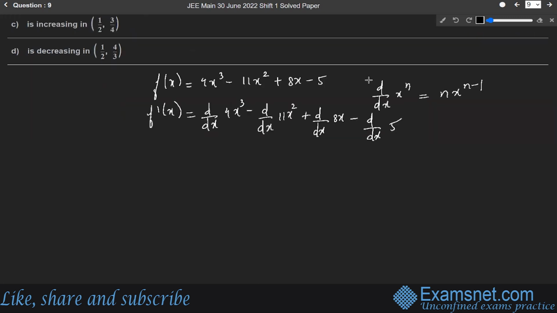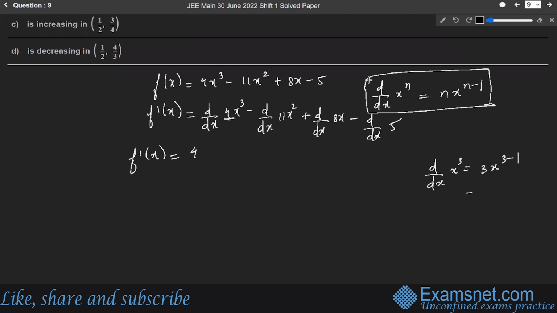All right. So f dash x will be, you can see that here 4 is constant. So let us take 4 outside. Now what is remaining? d by dx of x cube. If we use this formula, which is d by dx of x to the power n, then we get d by dx of x cube is equal to 3 into x power 3 minus 1, which is equal to 3 into x square, right? So 4 into 3x square minus d by dx of 11x square. Again, 11 is a constant. So d by dx of x square will be 2 into x power 2 minus 1, which is 1. So 2 into x. I hope that this step is clear to you.